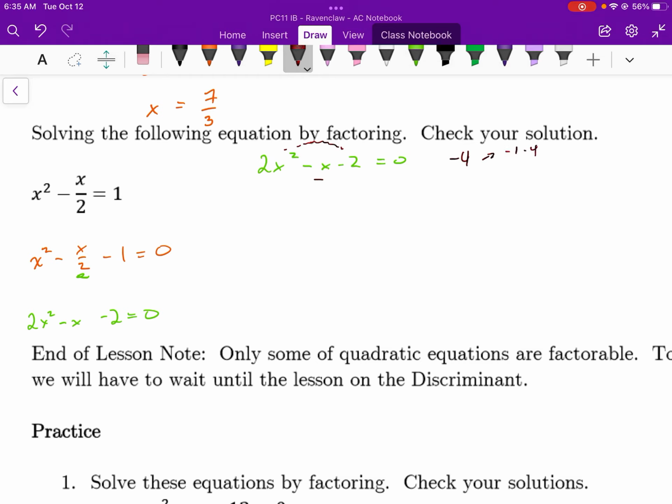Now, for some reason, it's just not working in my brain right now. Which of these factors multiply to -1? Sorry, which one of these factors add to -1? There's none. So this is not factorable. So there is a solution that exists to this example, but it is not factorable. That is, we need to devise other methods in order to solve. Factoring and then using the zero product property will not help us.